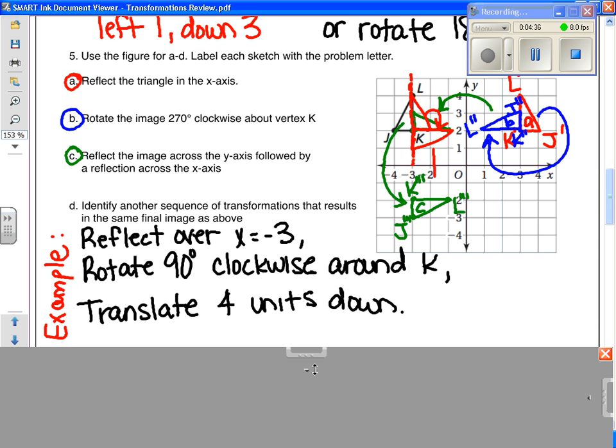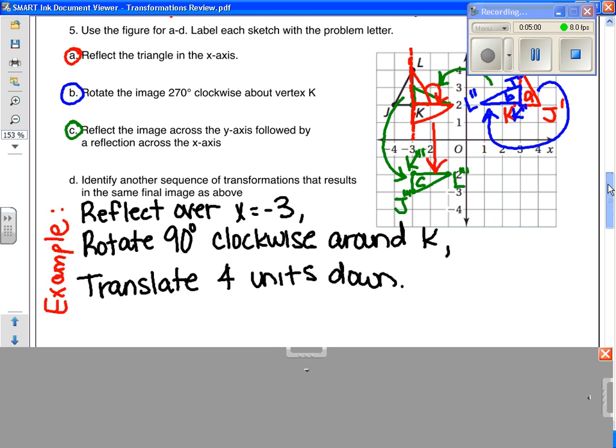You can also change the order of any of those. So you could first translate it down 4, then you could reflect it, then you could rotate it, and you would get to the same thing. Not every single combination of those will work, but you could tweak them just a little bit.